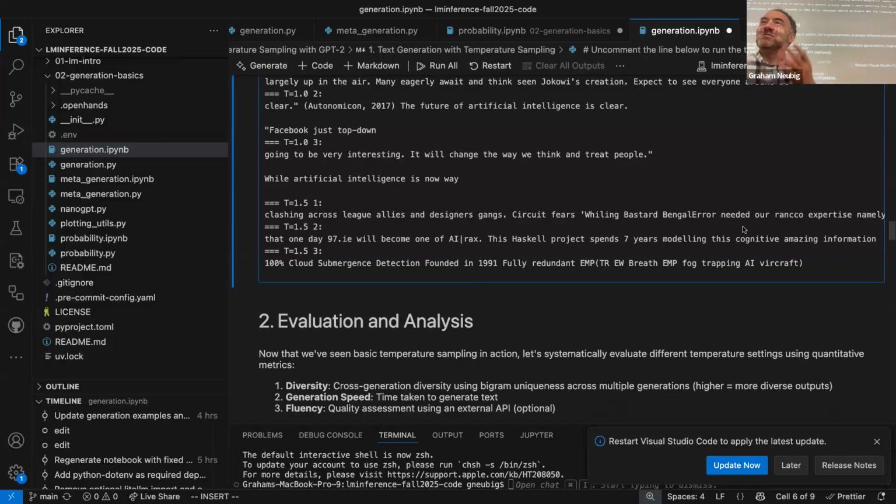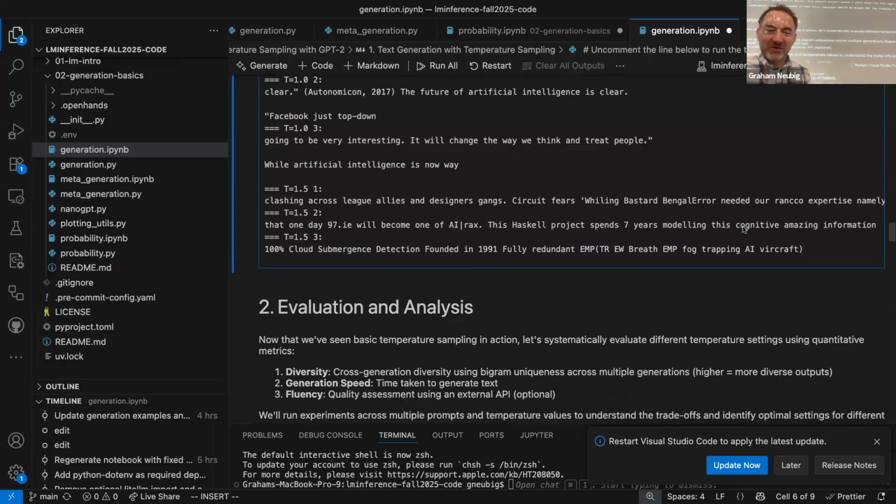So maybe this is kind of your answer why we don't use a temperature larger than 1. It just kind of goes off the rails.